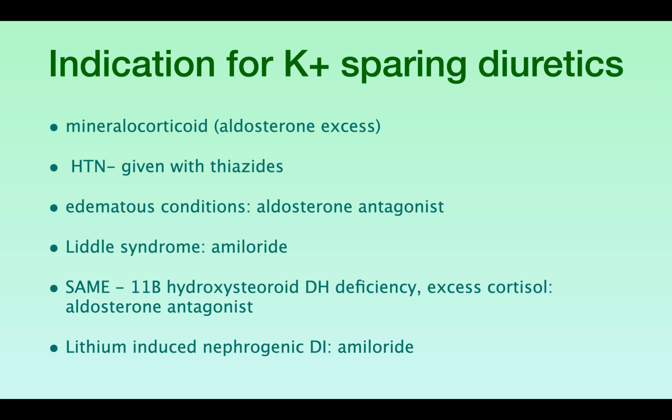Amiloride is going to treat Liddle syndrome. And in the same syndrome, it's an 11-beta hydroxysteroid dehydrogenase deficiency and excess cortisol. You want to use this because it's an aldosterone antagonist, along with the lithium-induced nephrogenic diabetes insipidus. You use amiloride.